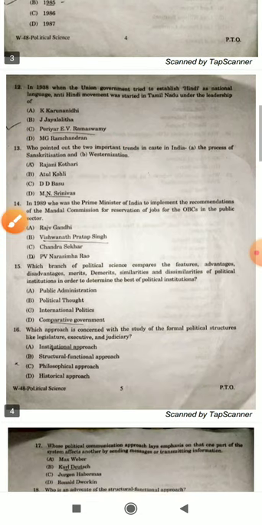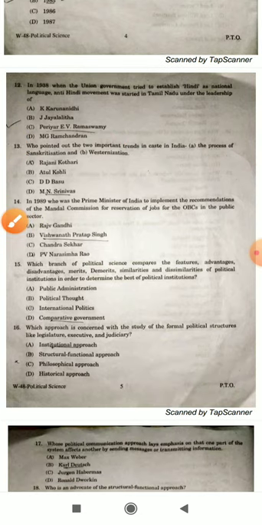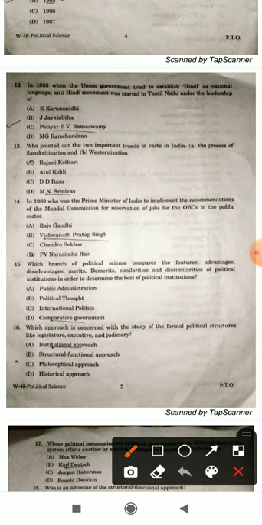Question number 13. Who pointed out the two important trends in caste in India: the process of Sanskritization and Westernization? Answer is D. M.N. Srinivas.